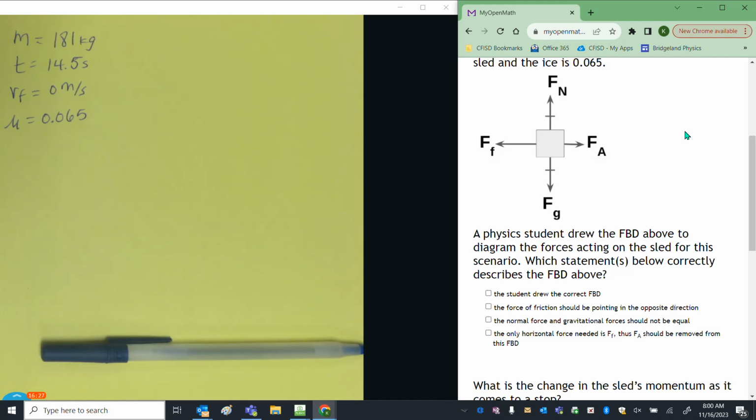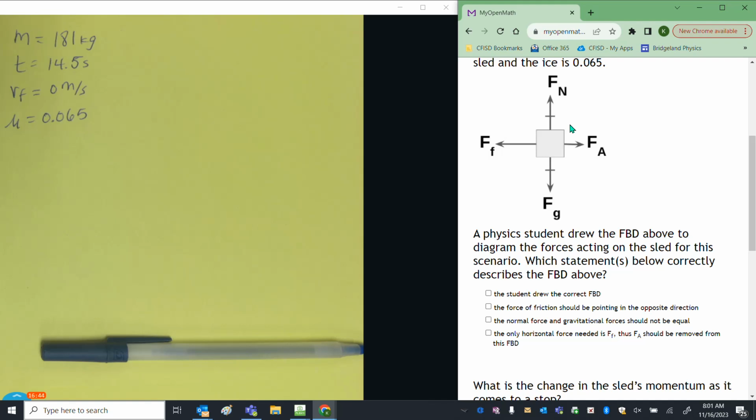Okay, based on the scenario described, there is no applied force. This sled is already moving, but it's slowing down because of the friction between the sled and the snow. So I should not have an applied force here. Otherwise, this looks okay. The rest of it's fine.